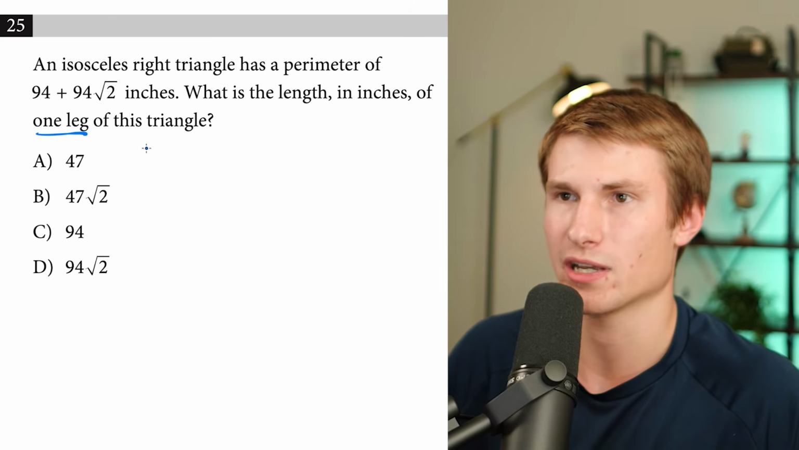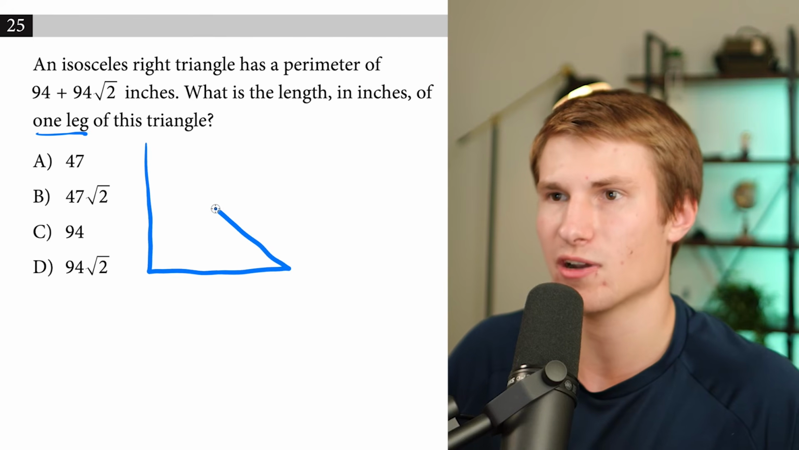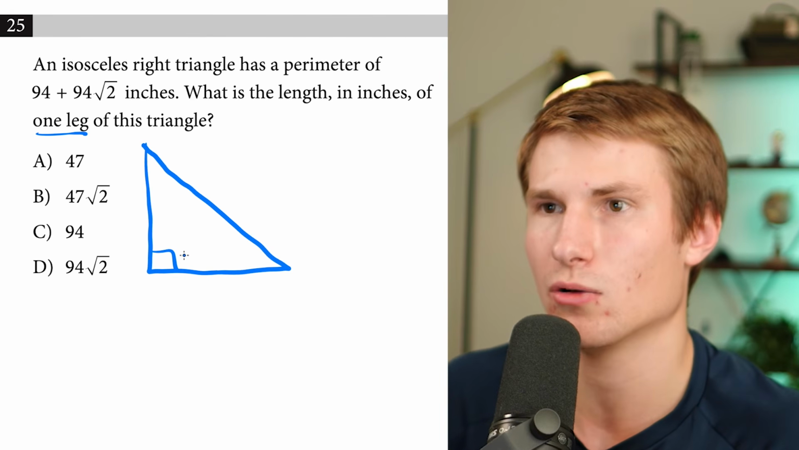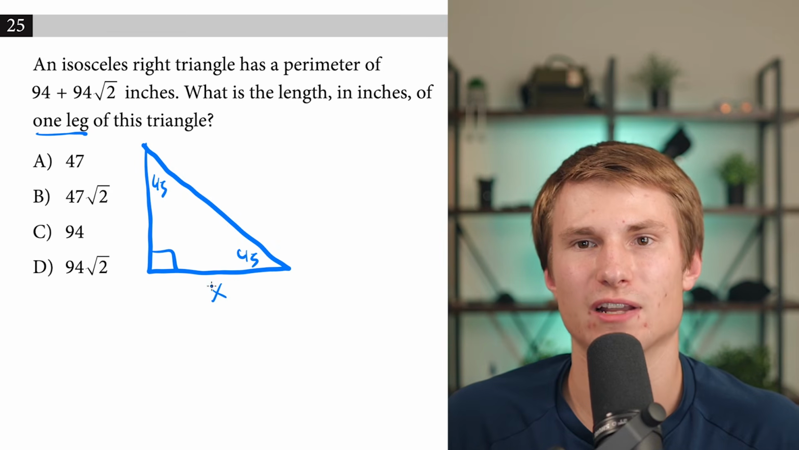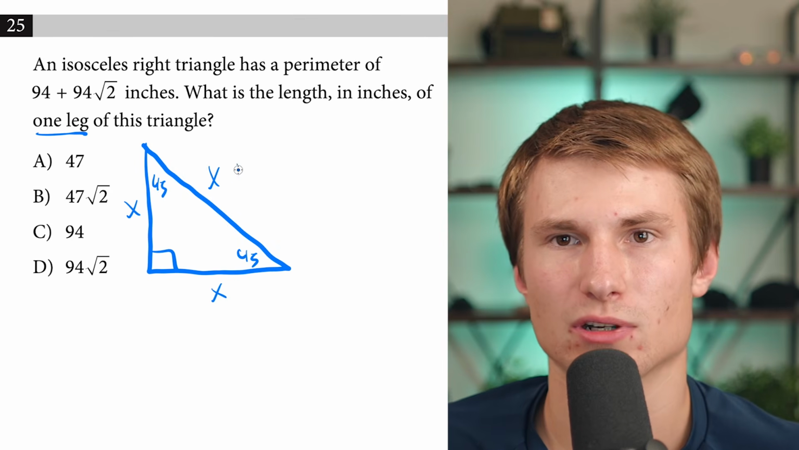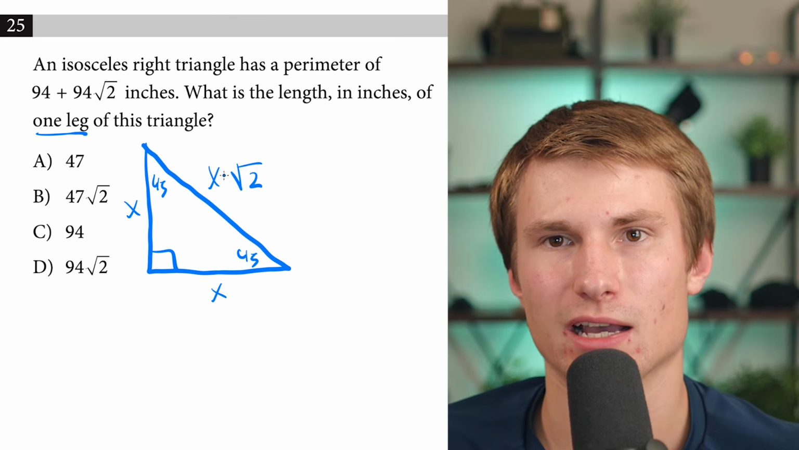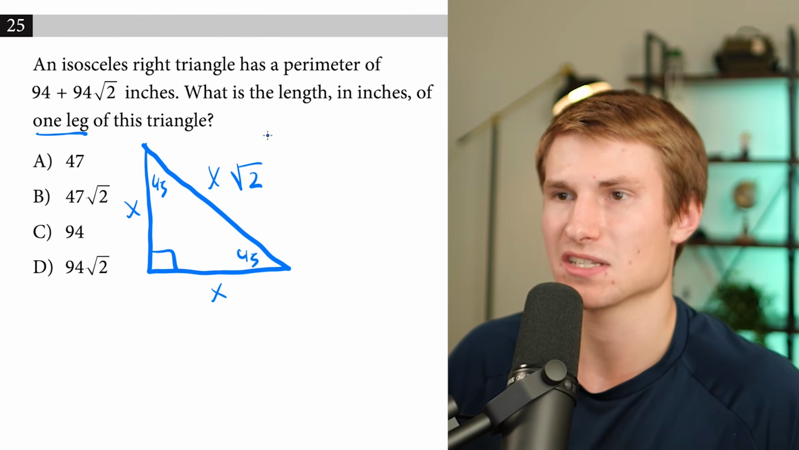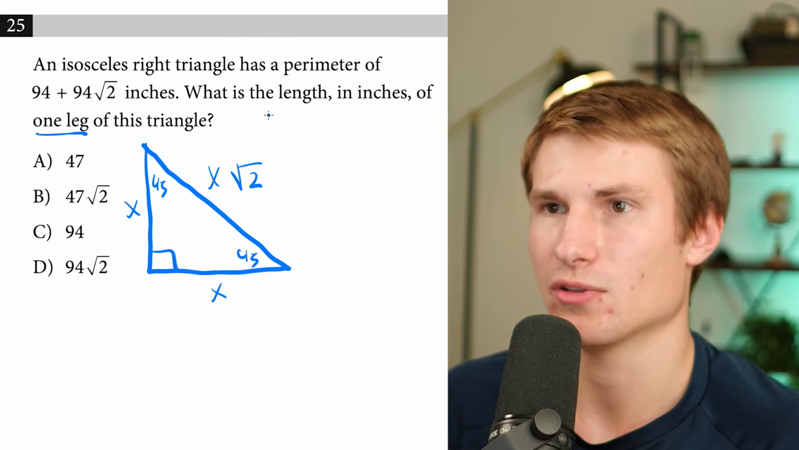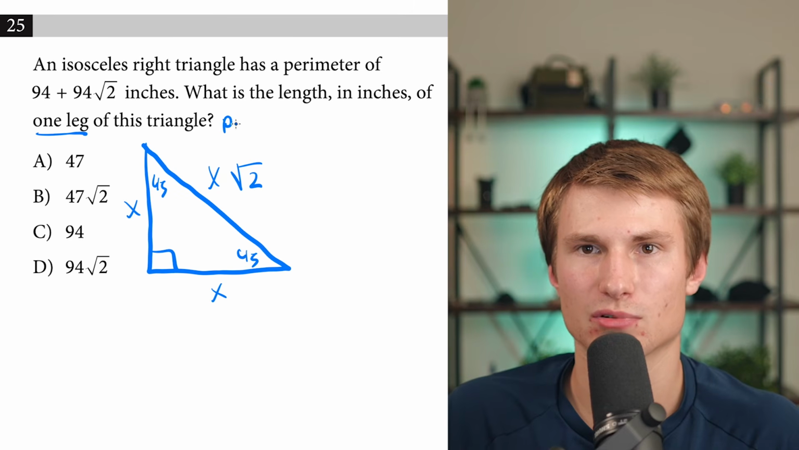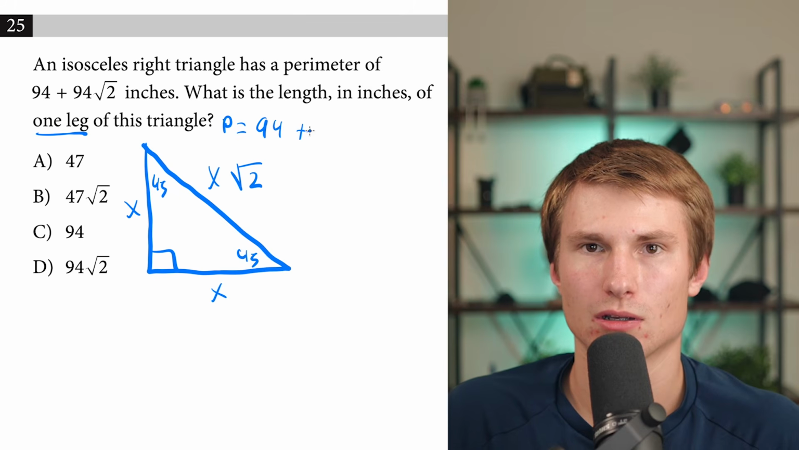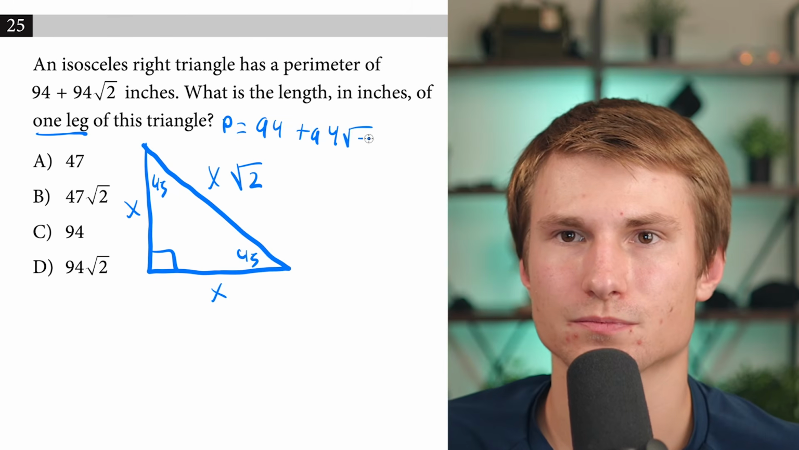Keep in mind that each leg will be the same, since it's an isosceles right triangle. With triangles and circles, always draw it out. An isosceles right triangle is a 45-45-90 triangle, which means your side lengths will look like x, x, and x root 2, where x is the length of one of the sides. We know that we have a perimeter of 94 plus 94 root 2, so I'll go ahead and write this down.